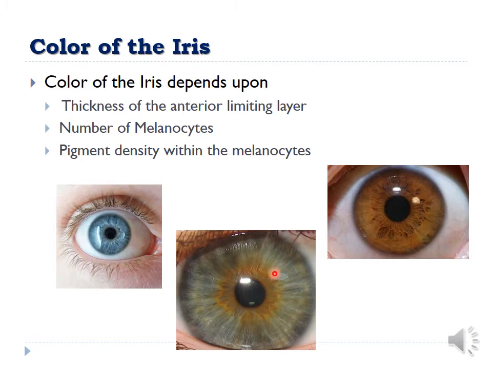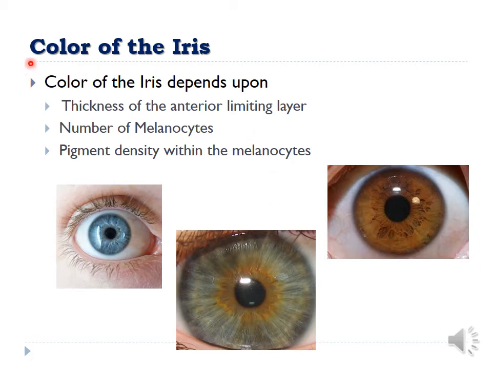Also, when we look at the cross section of the iris, it has an anterior limiting layer, a stroma, and a brown epithelial surface. When we look at the stroma, it has two types of muscles, sphincter pupillae and dilator pupillae. Dilator pupillae will help the pupil to dilate, or mydriasis. Sphincter pupillae will help the pupil to constrict, or miosis.